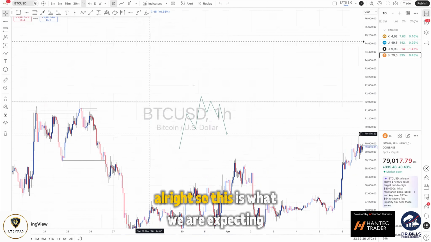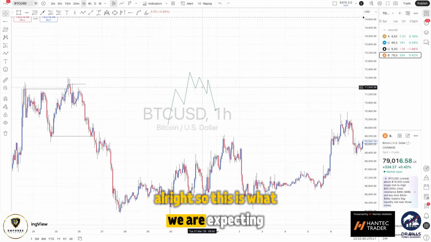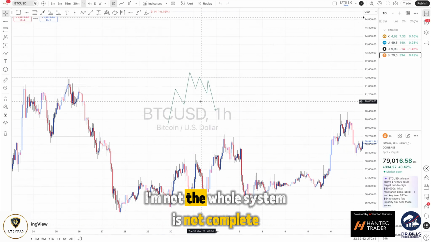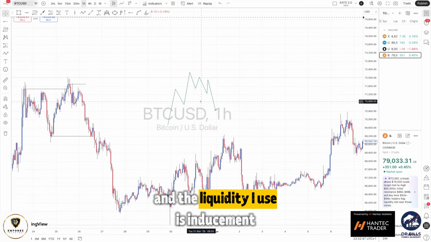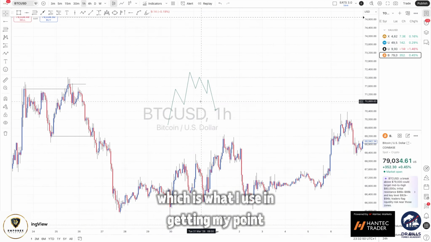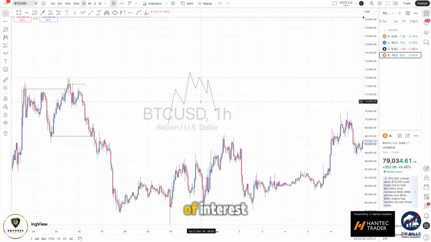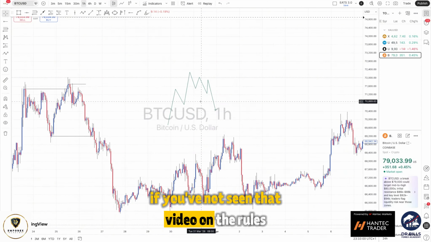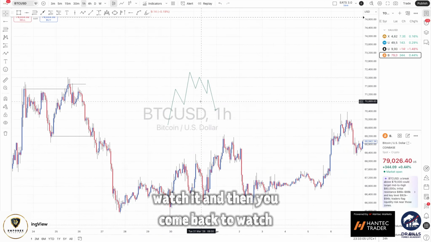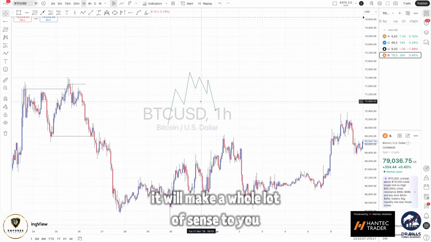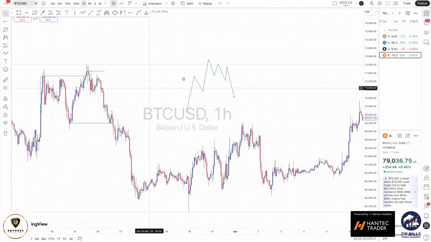All right. So this is what we are expecting. Okay. The whole system is not complete because I also need to include liquidity. Okay. And the liquidity I use is inducement liquidity, which is what I use in getting my point of interest, where I'm going to be executing my trade from, either from the breaker block or the other block. Okay. So if you've not seen that video on the rules I use in picking my entry, check this channel. You will definitely see it. Okay. Watch it and then you come back to watch this video. It will make a whole lot of sense to you.